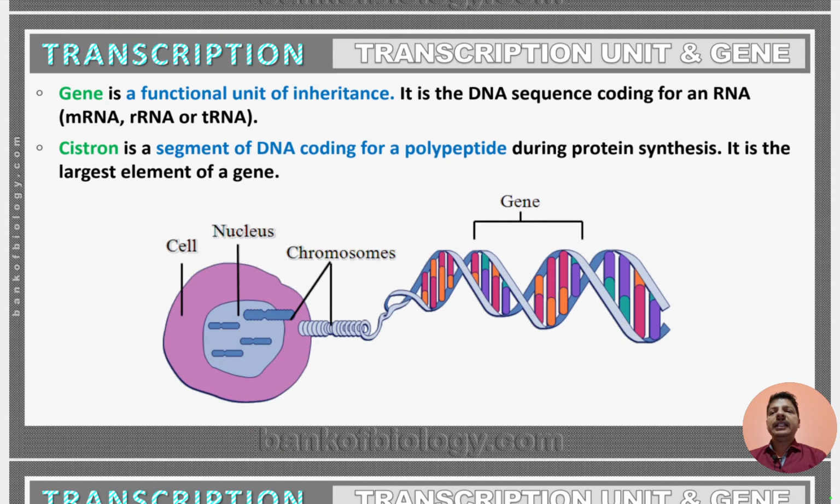Then, a gene is a functional unit of inheritance. It is the DNA sequence coding for an RNA. It will be mRNA, rRNA or tRNA. Cistron is a segment of DNA coding for a polypeptide during protein synthesis. It is the largest element of a gene, the cistron.